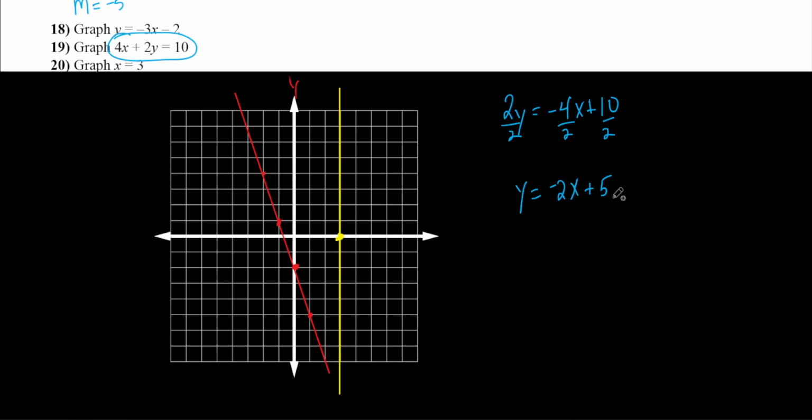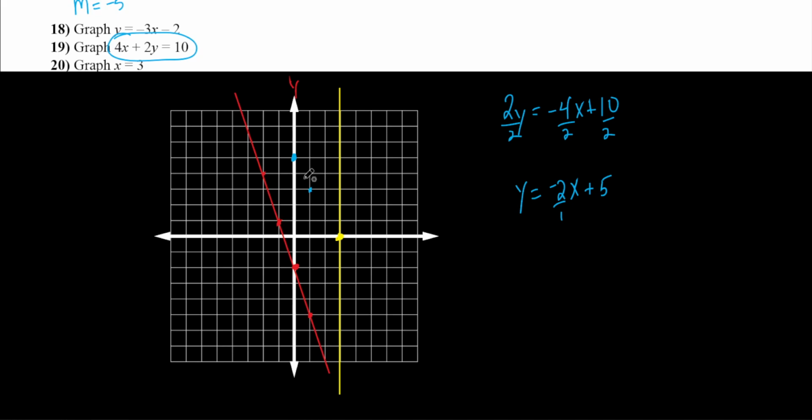Now, that's what we're going to graph. So we had to do a little extra work. No big deal. 2 little steps. Now we can graph it. 5, 1, 2, 3, 4, 5. Right here is the y-intercept. The slope is negative 2 or negative 2 over 1. So I'm going to go down 2, to the right 1.